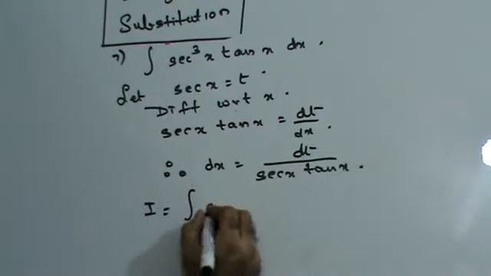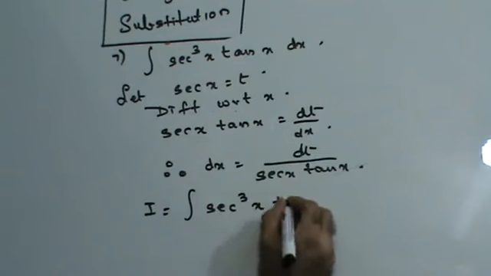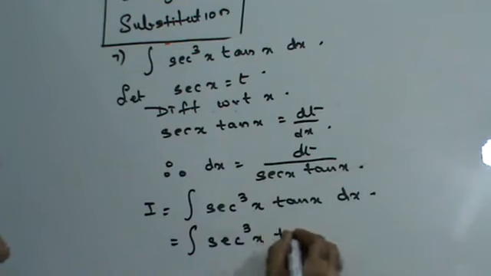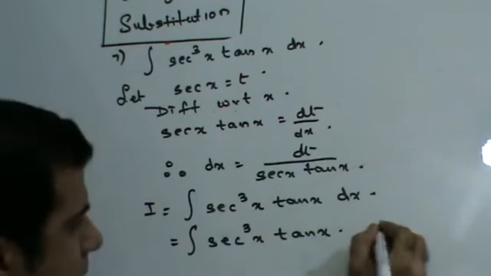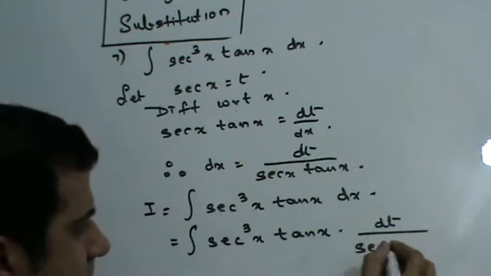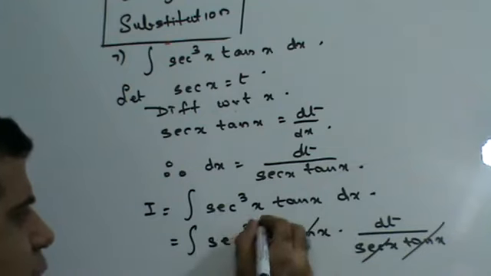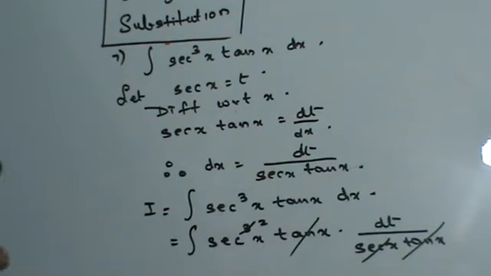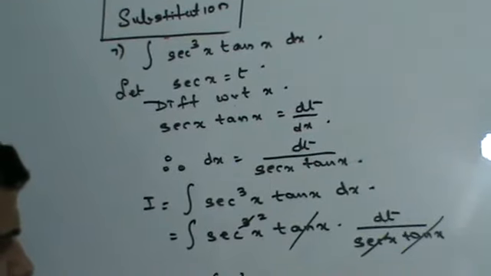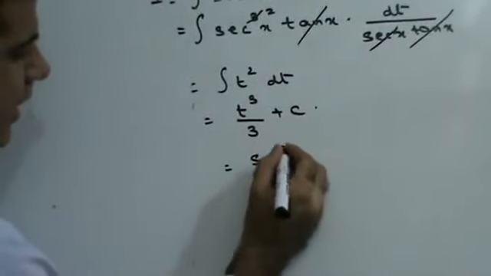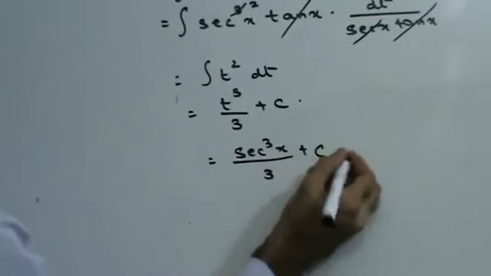I is integral of sec cube x tan x dx. I'm copying the sum as it is. First thing I'm going to do is substitute the value of dx. So sec cube x tan x dx can be written as dt upon sec x tan x. So tan x and tan x get cancelled. sec x and cube get cancelled to give you square. sec x is t, so this will be integral of t square dt. Integral of t square is t cube upon 3 plus c. Substitute the value: sec cube x upon 3 plus c. Simple. Next, let's move on to the next one, guys.